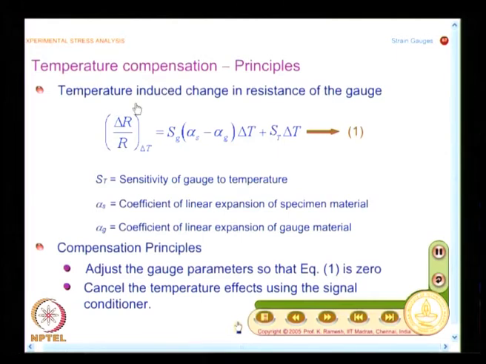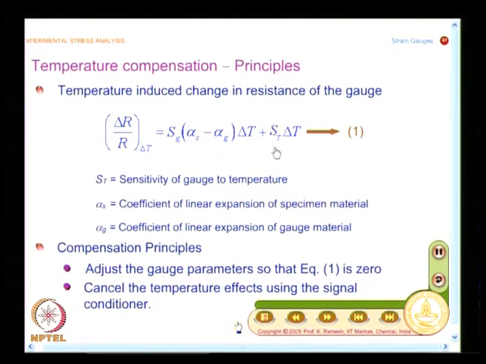And when I look at what happens to the strain gauge for a change in temperature, the delta R by R as a function of temperature change delta T is related to S g into alpha s minus alpha g into delta T. So, the first term comes from differential thermal expansion of the specimen and the gauge. This causes a strain to be introduced, that is why I have S g here, and whatever the strain introduced is a function of change in temperature.